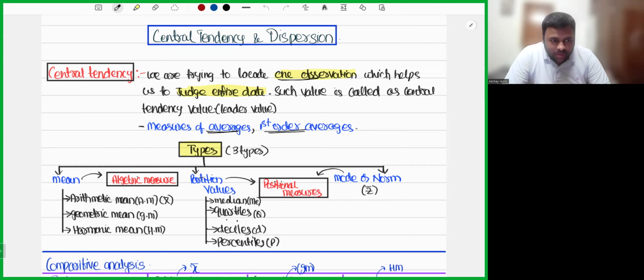Okay. So if you remember, my dear friends, I said you what is the meaning of central tendency. In central tendency, we are trying to locate one observation which helps you to judge the data. That one observation is called a central tendency value. Next, I said you, we have three types of central tendency values: mean, partition values, and mode. And I said you, mean is an algebraic measure, and I hope you understood now what is an algebraic measure. Next, partition values and mode are called positional measures. 4 partition values we have, and 3 means we have. Mode is single, like this.